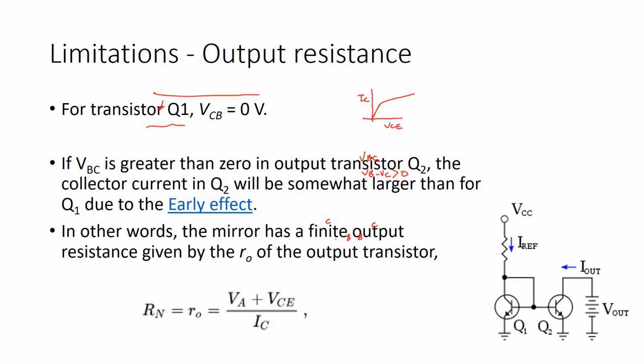IC2 will be greater than IC1, somewhat larger. In other words, the mirror has a finite output resistance. As you expect, it should be a constant, but it is varying. And this value can theoretically be given by this equation, which is VA plus VCE divided by IC. VA is the early voltage, VCE is the voltage across the transistor's collector emitter, divided by the DC value of the collector current.